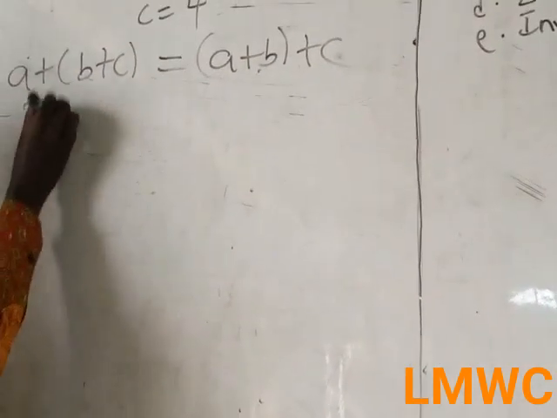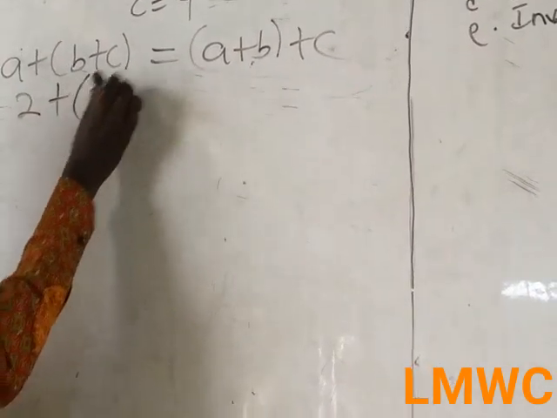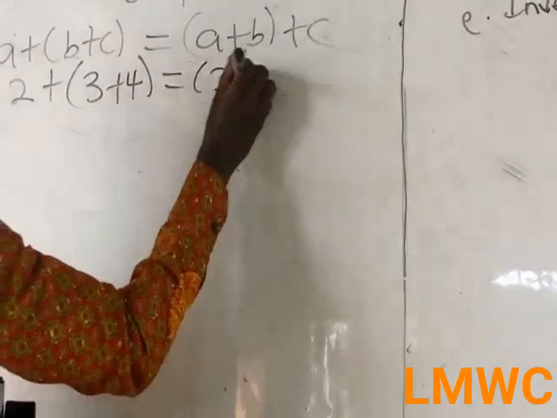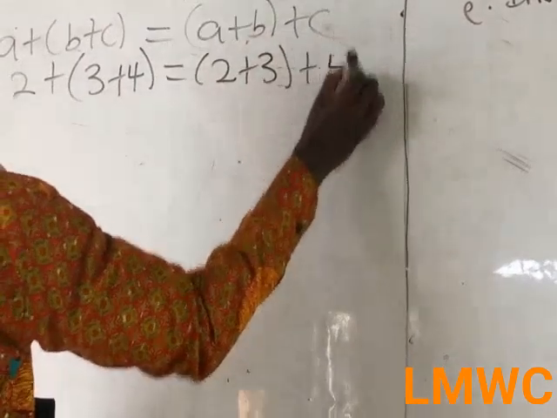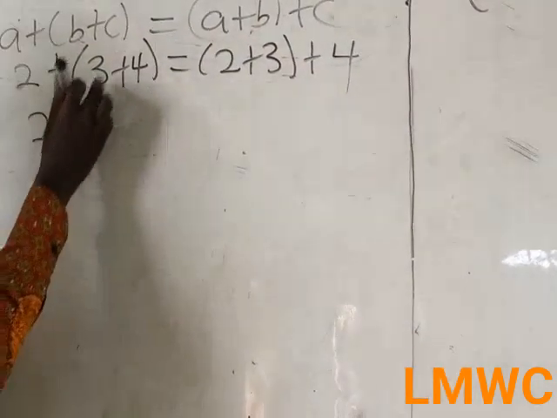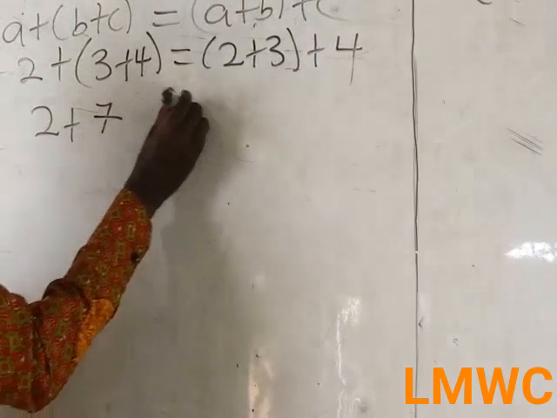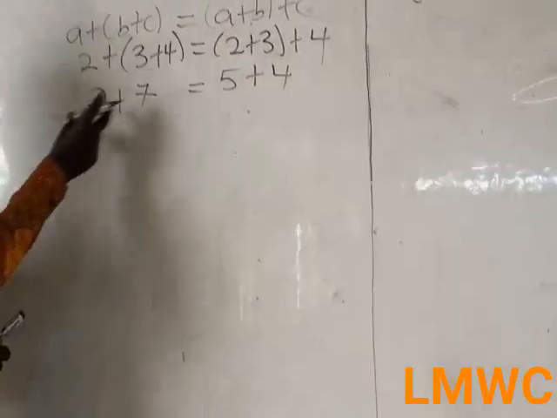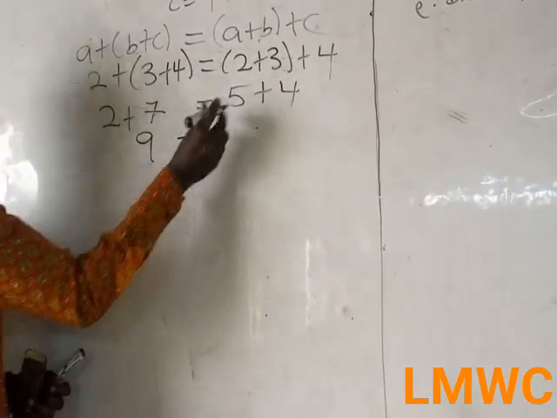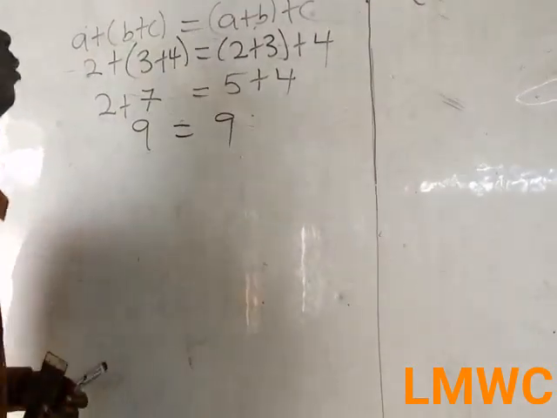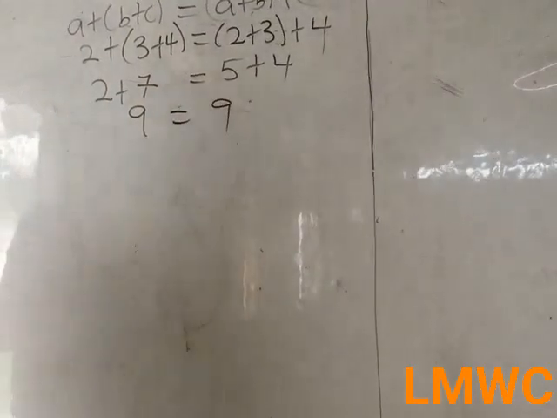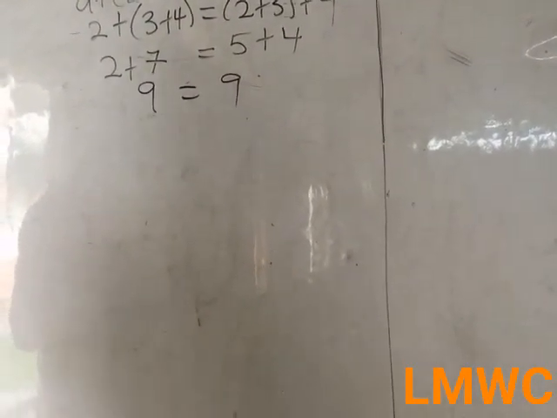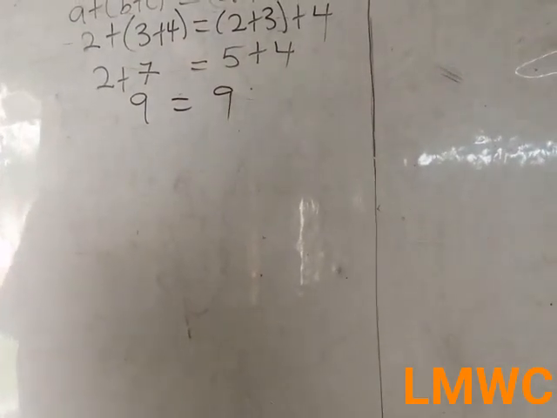Now let's substitute a, b, and c into this. So a is 2 plus, what is b? 3 plus 4 is equal to 2 plus 3 plus 4. So 2 plus 3 plus 4 is what? 2 plus 7 is 9, equal to 2 plus 3, 5 plus 4, 5 plus 4 is 9. So we conclude that addition of integers is also associative. Addition of integers is associative.